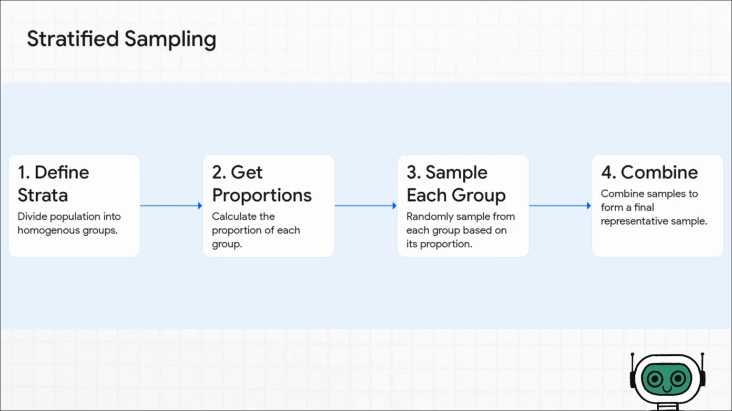So, for example, let's say you're sampling your user base, and you know that 70% of your users are on mobile and 30% are on desktop. With stratified sampling, you would make sure your final sample has that exact 70-30 split. This guarantees that you don't accidentally ignore one of your subgroups. It's super useful for dealing with imbalanced data.